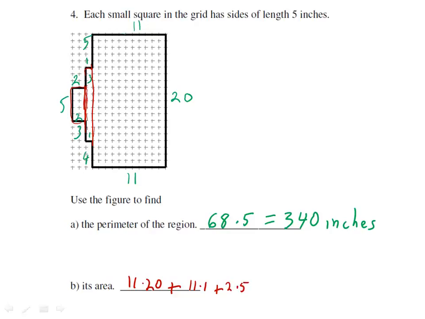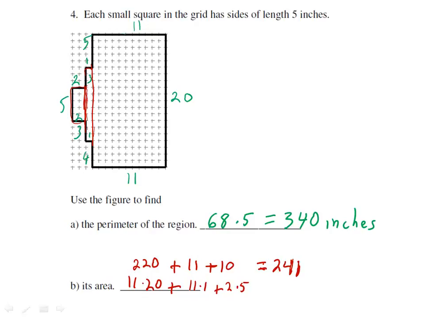Alright. So we have here 220 plus 11 plus 10. Alright, so that's 241. Alright, so it has an area of 241, except that that's the wrong answer.